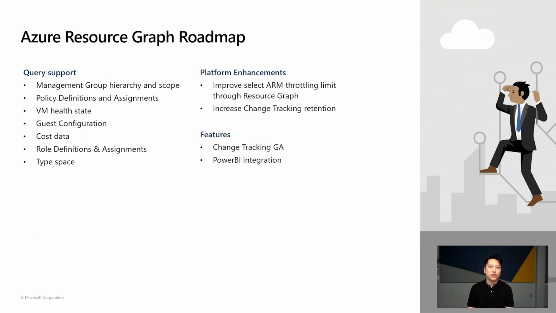Okay, so for the area of Resource Graph, we're very busy adding more proxy resources for you to query. We already talked about management group resources, which is coming really, really soon. But we're also working on bringing VM health state, policy definitions and assignments, and guest configuration resources to you very soon as well.